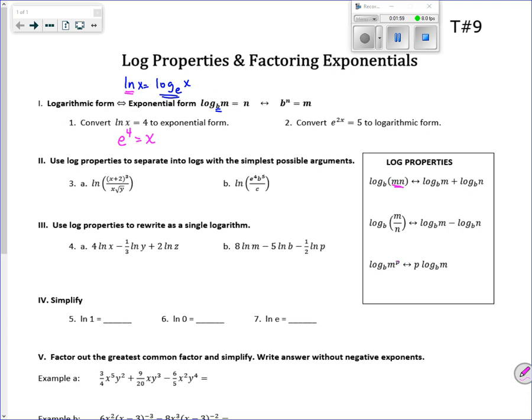So in number 2, it says separate into logs with the simplest arguments. So I'll do A and then I'll make you do B. That means that, okay, I'm going to separate into logs. So I have it as a single log and I'm going this way. So this would be the natural log of x plus 2 to the third, minus, now I could put a minus parentheses, but I like to say it this way.